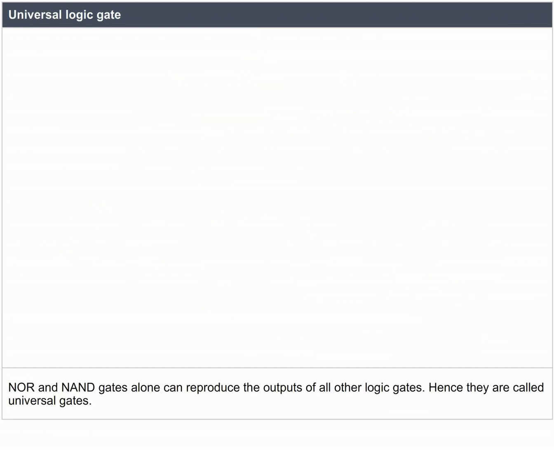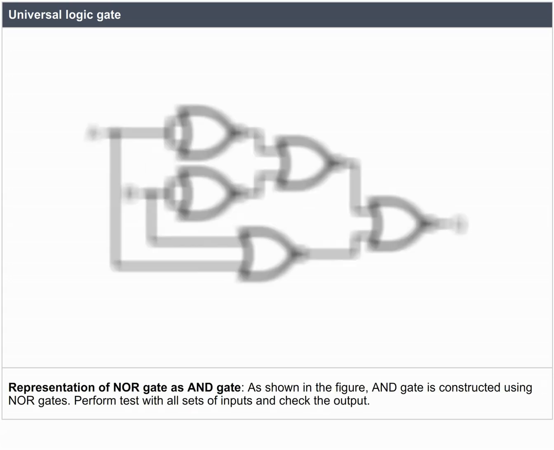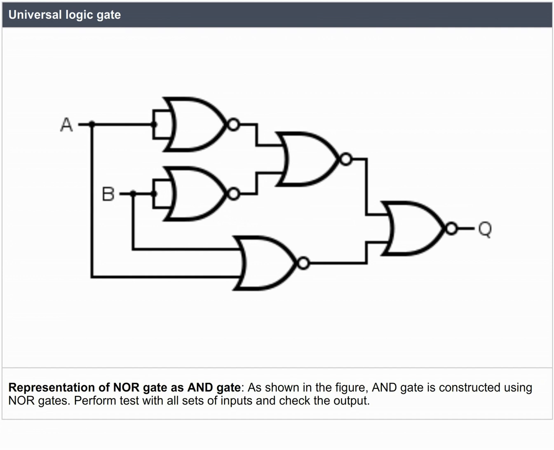Universal logic gate. NOR and NAND gates alone can reproduce the outputs of all other logic gates. Hence they are called universal gates. Representation of NOR gate as AND gate. As shown in the figure, AND gate is constructed using NOR gates. Perform tests with all sets of inputs and check the output.